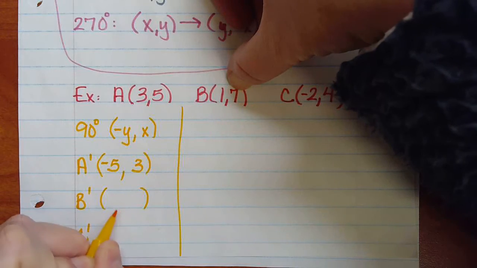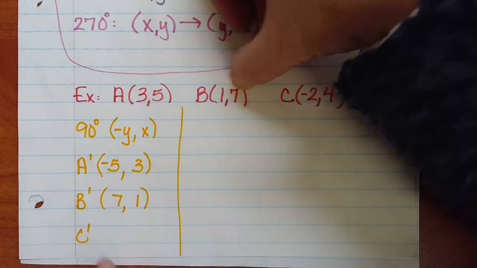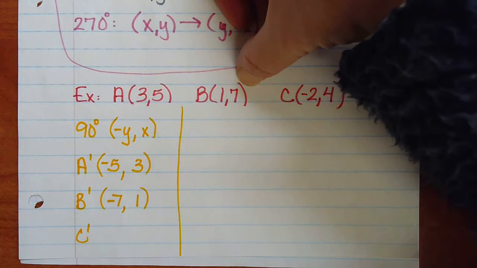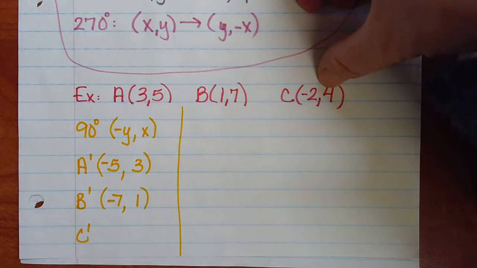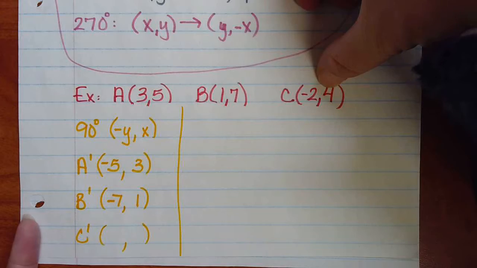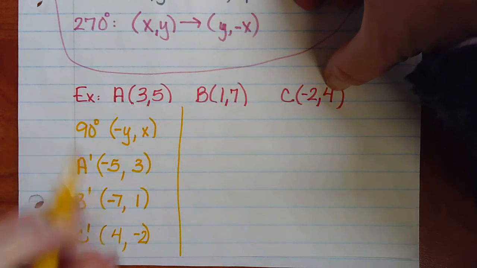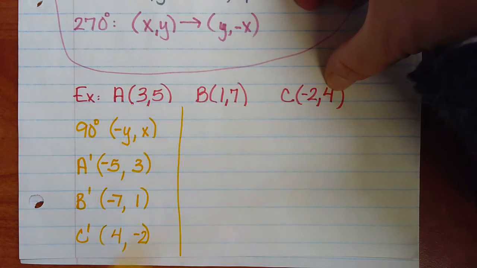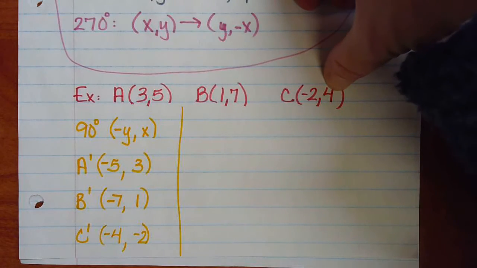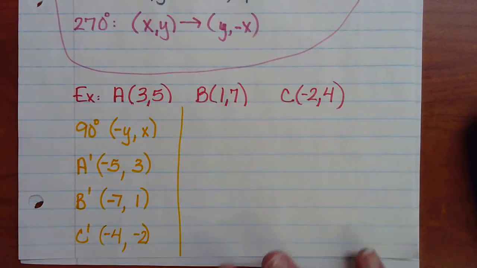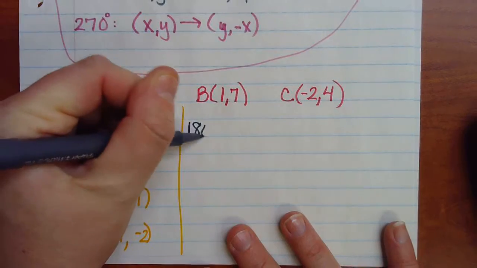So flip-flop spots. So 7, 1. That 7 was positive, so now it becomes negative. And then for C prime, take my points, flip-flop spots, and I had 4, negative 2. And then that Y value was a positive 4, so it becomes a negative 4. It's really the hard part for today. That's a 90-degree rotation. Let's do 180.